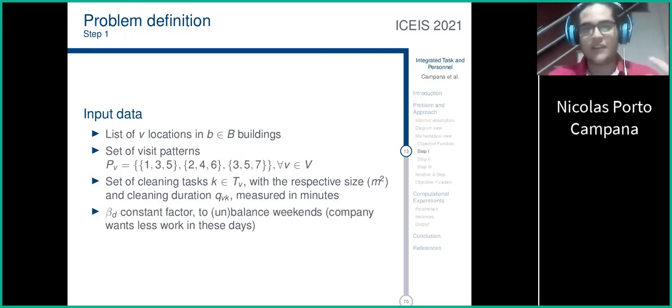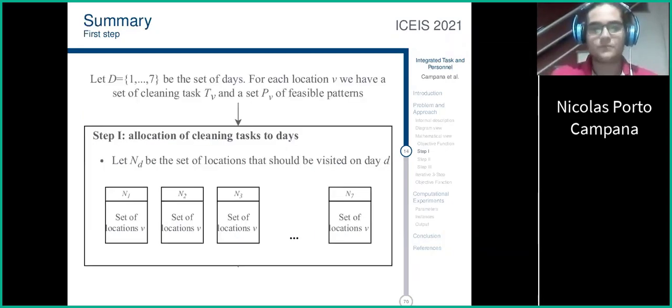This beta constant factor was requested by the company because the company wants to balance or unbalance some days. For example, on the weekends the company wants less work. In summary, we receive as input the set of days. There are 7, because we need to create a standard week of work. The company wants to repeat the standard week in the planning horizon because they don't want to change the fixed schedules and the fixed tasks. It can help to train the employees better, and so on.